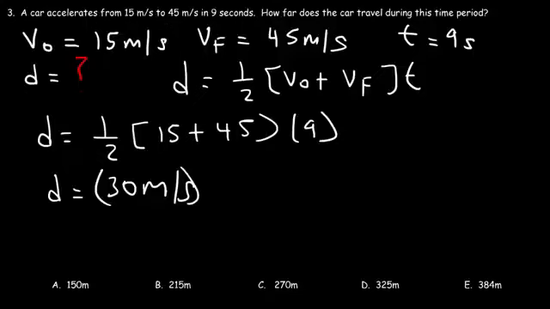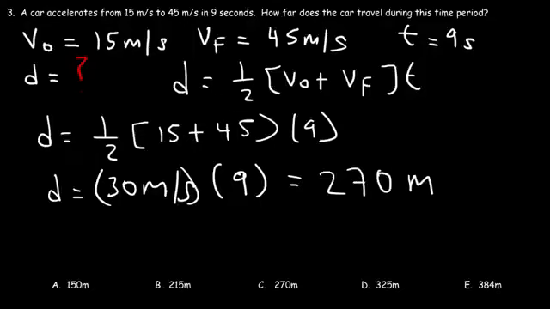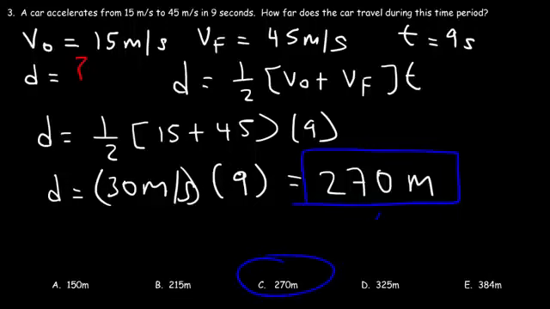So it's going to be 30 times 9. 3 times 9 is 27, so 30 times 9 is 270. So it's 270 meters, which means C is the right answer.